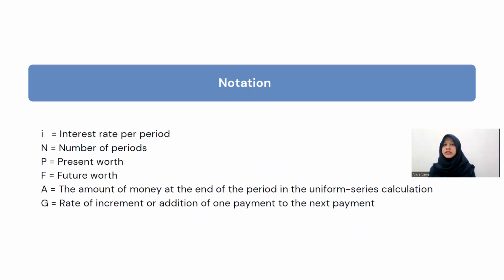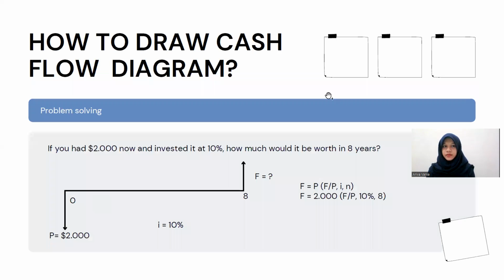Okay, next, there are 6 notations that we must know. First, i represents the interest rate per period, and n the number of periods. P is for present worth, F for future worth, and A for the amount of money at the end of each period, so A is the uniform series. G is the rate of increment or addition from one payment to the next payment. G is for gradient.